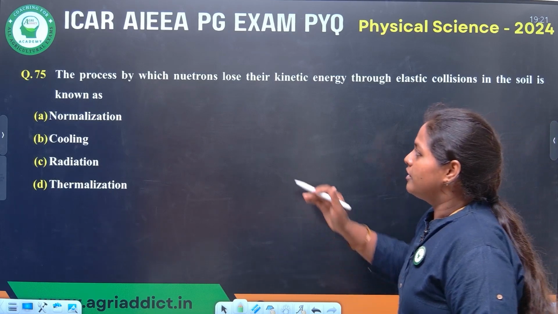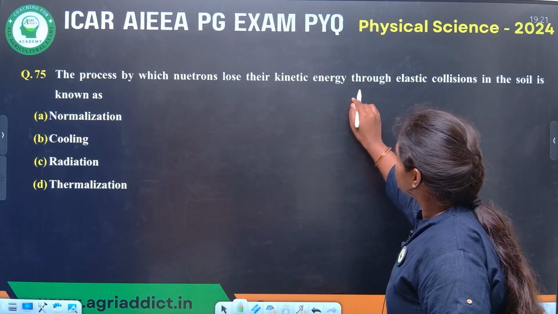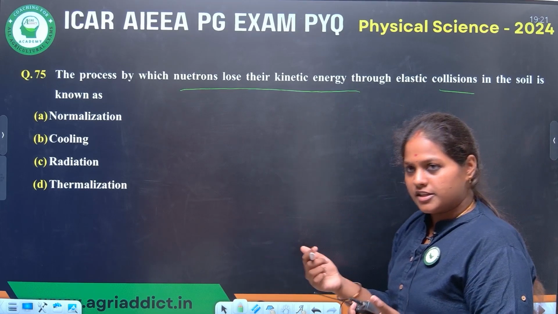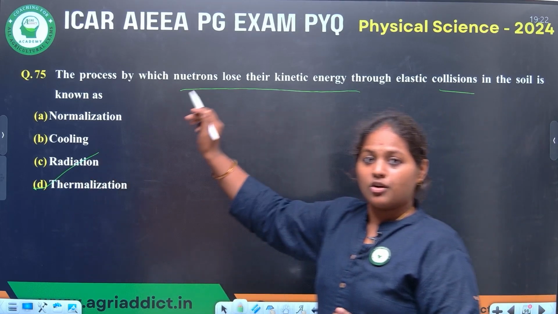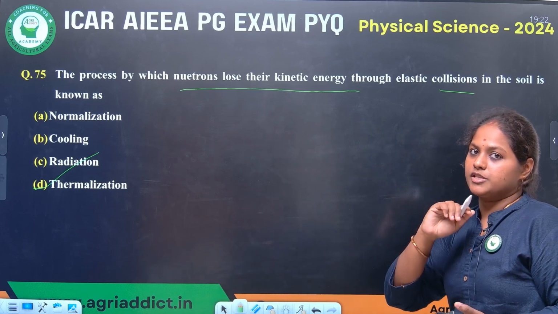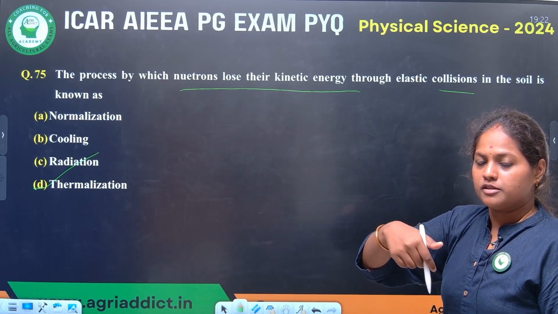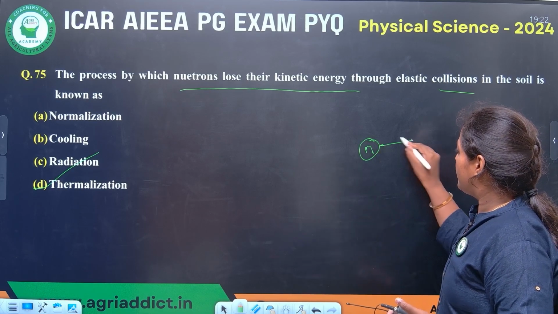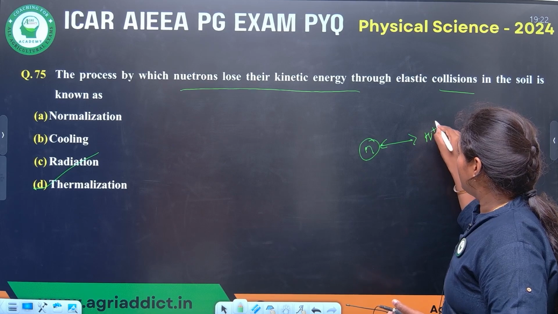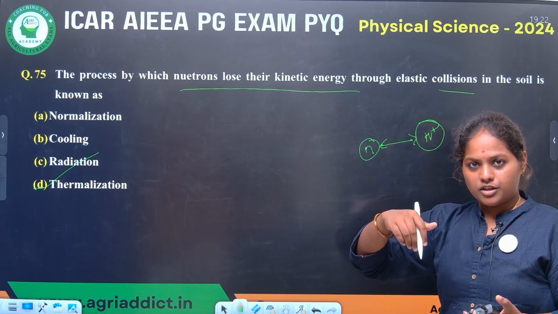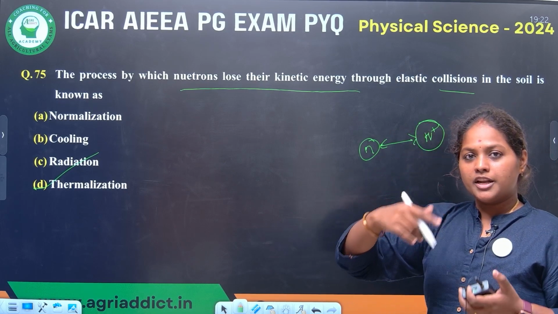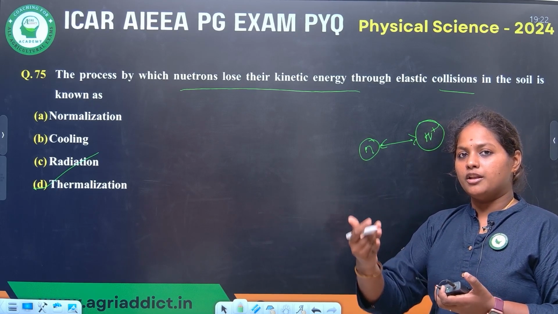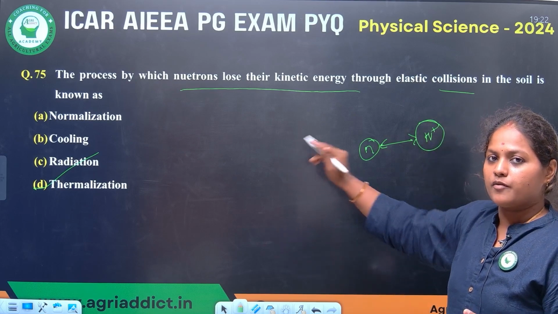Question number 75. The process by which neutrons lose their kinetic energy through elastic collisions in the soil is known as thermalization, where we get the neutron probe method in soil moisture measurement. There, when the neutron probe is inserted, neutrons are colliding with the hydrogen ions of water molecules. They are losing their energy through elastic collisions. So in that way, indirectly we are measuring the water content by estimating how many neutrons are getting slowed down due to this thermalization process.